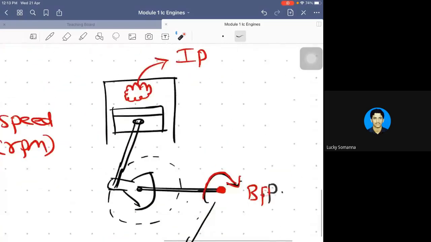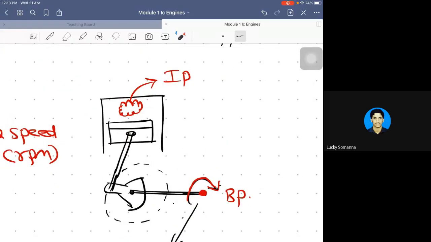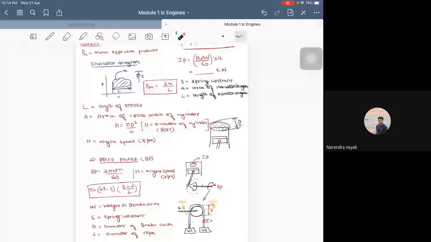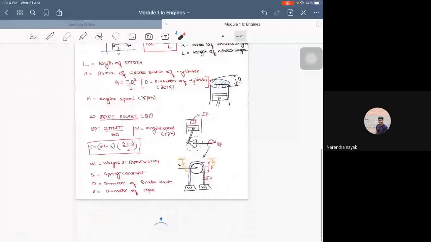So, got the difference between the indicated power and the brake power? What is indicated power, what is brake power, and what is the difference between these two? Anyone? In indicated power, energy is developed inside the engine. Very good. What about brake power? Energy is available at the crankshaft. So the energy which is available at the crankshaft is known as the brake power. So this is all about how you calculate the indicated power and the brake power.